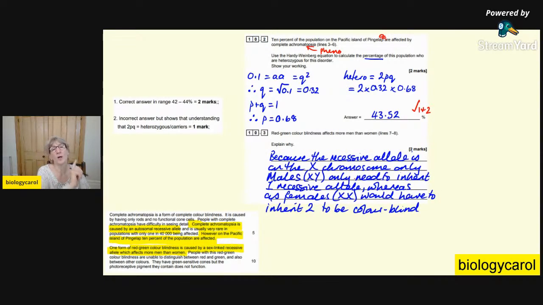However, females who are XX have to have inherited 2 recessive alleles. X^R, whatever, it doesn't really matter. They have to have inherited 2 in order to be colorblind. So therefore, just by chance, it's far more likely that the condition is going to be shown in men than it will be in women.